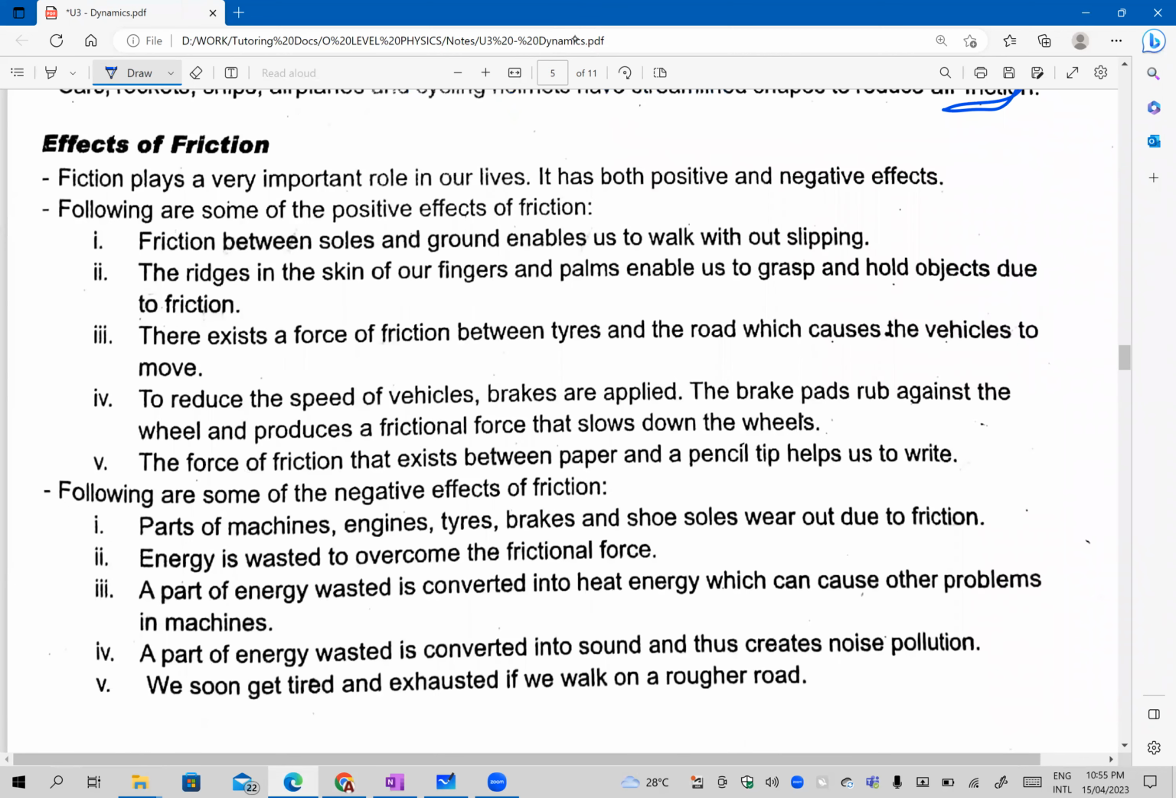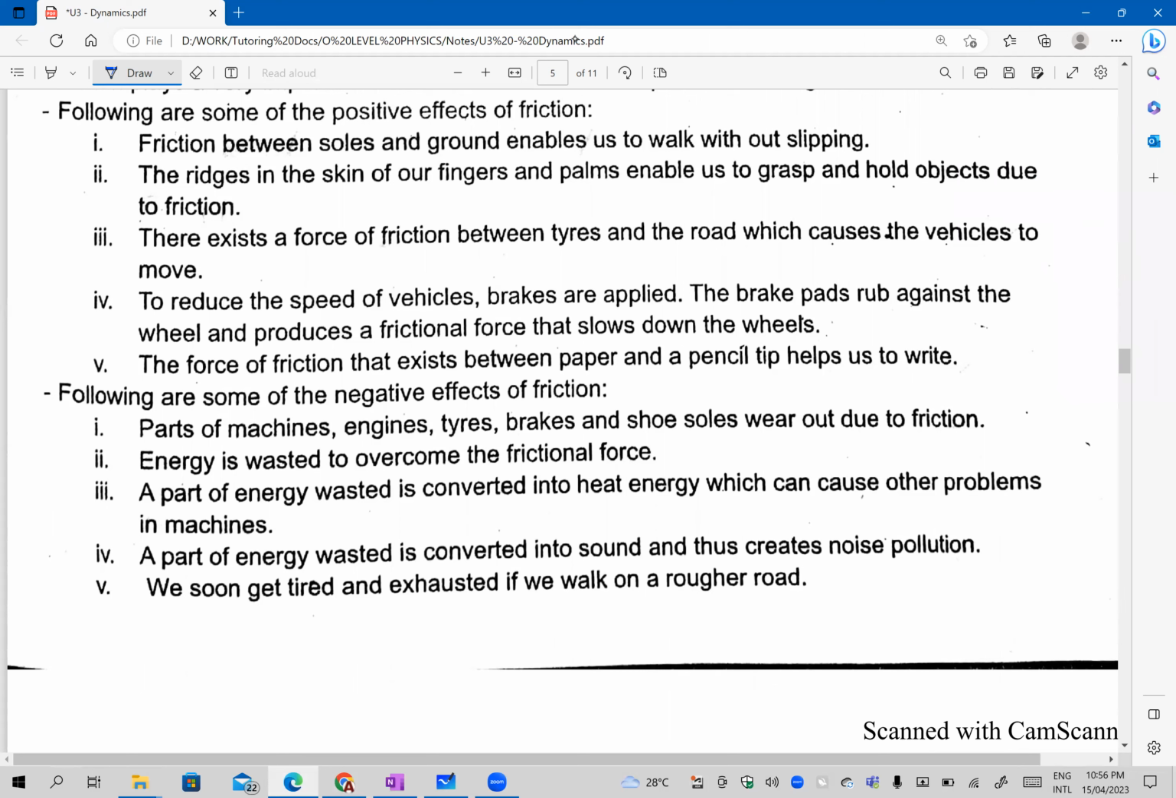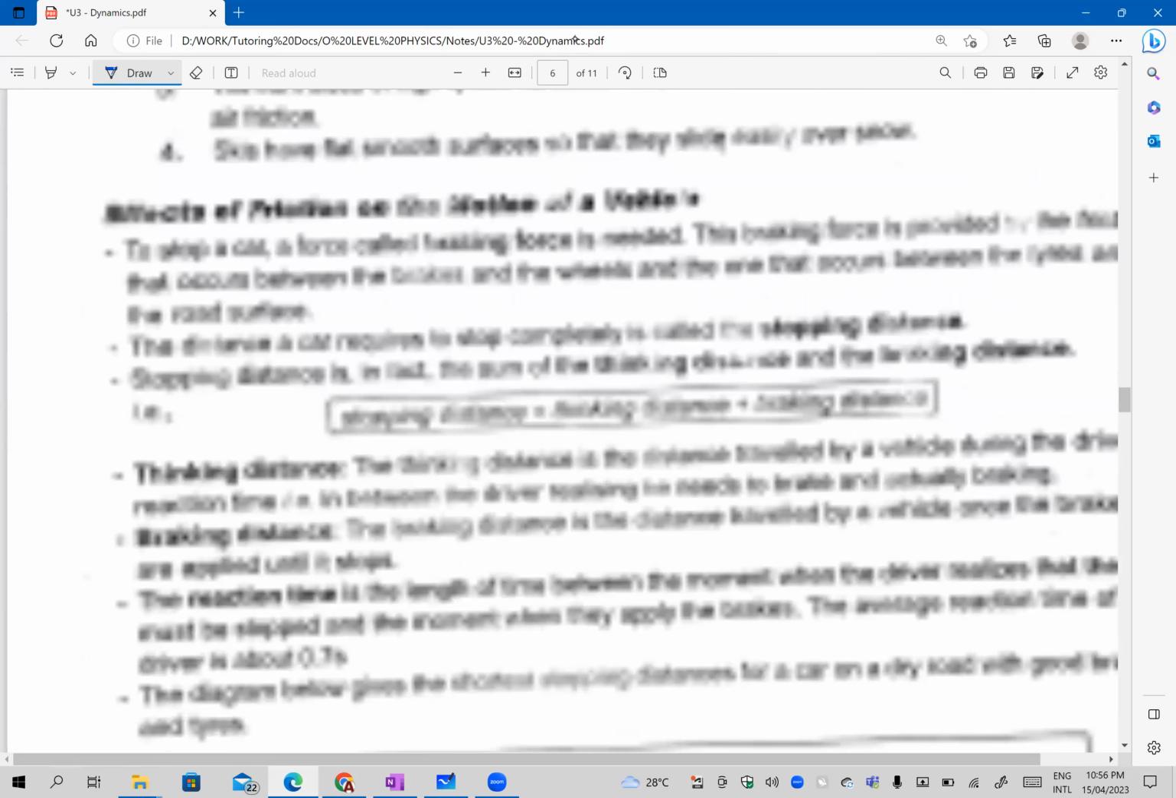Let's look at the effects of frictions. There are different effects of forces of friction. For example, friction between soles and ground enables us to walk without slipping. Then ridges in our skin of our fingers and palms enable us to grasp and hold objects due to friction. There exists a force of friction between tires and the road, which causes the vehicles to move. To reduce the speed of vehicles, brakes are applied, the brake pads rub against the wheels and produce a frictional force that slows down the wheels. I'm going to move on to the next part of the lectures.